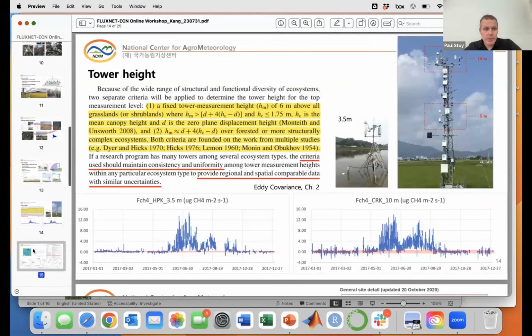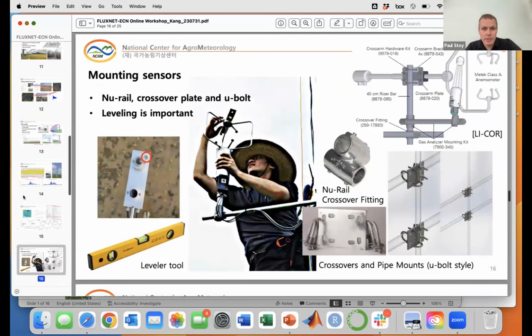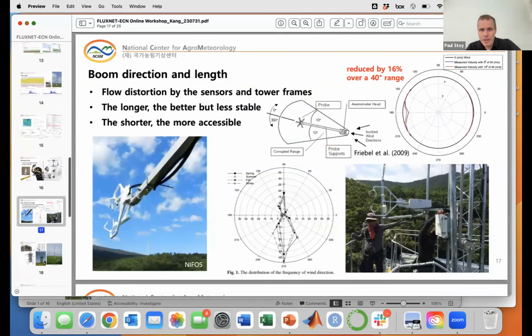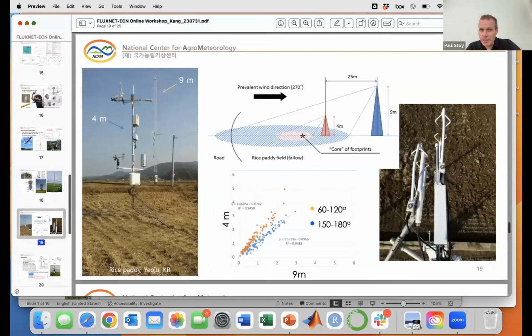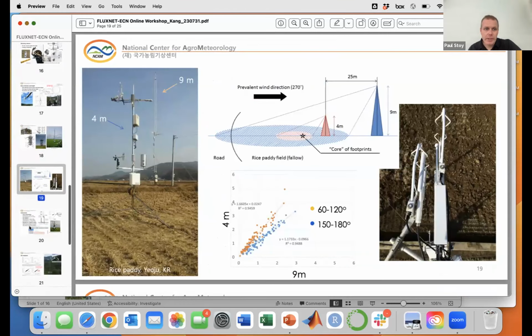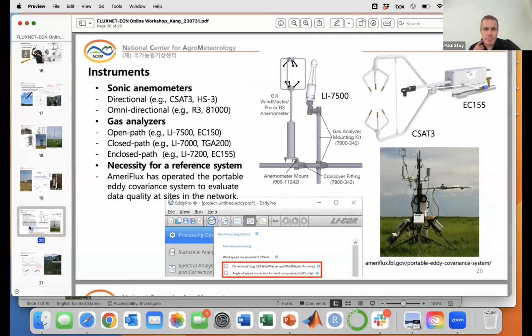The other things that were discussed, and this is all quite relevant, is some practical aspects of mounting sensors. There's some really great things to do. Like, when it comes to a leveler tool, your iPhone is probably the best leveler that we have nowadays. It's quite remarkable to just use an iPhone up there as a level. And how to put things not too far and not too close to the tower. So all of these are really critical, right?